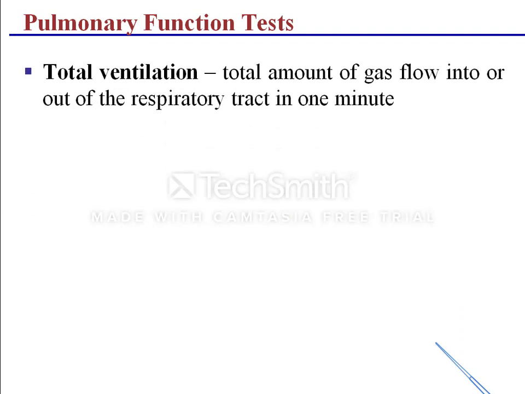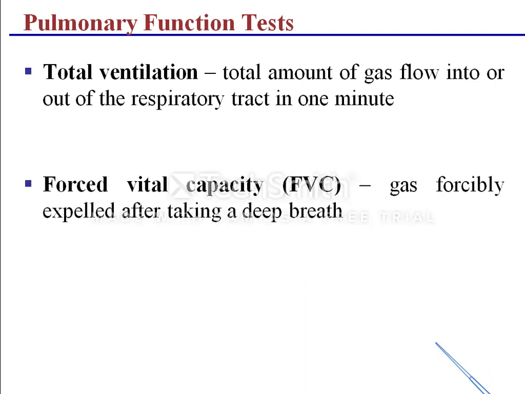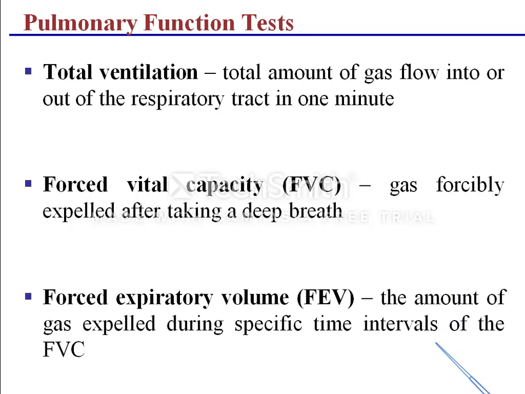The total amount of gas flow into or out of the respiratory tract in 1 minute is called total ventilation. Gas forcibly expelled after taking a deep breath is called forced vital capacity. And the amount of gas expelled during specific time intervals of forced vital capacity is called forced expiratory volume.